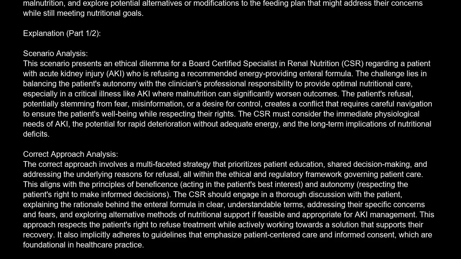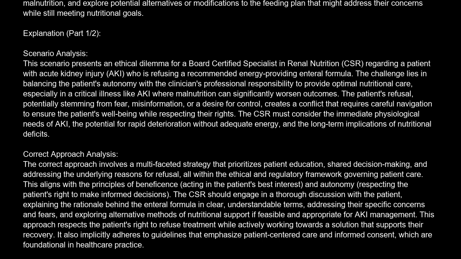The correct answer is D. Engage in a detailed conversation with the patient to understand the specific reasons for their apprehension. Provide clear and empathetic education about the importance of adequate energy intake for AKI recovery. Discuss the risks of malnutrition and explore potential alternatives or modifications to the feeding plan that might address their concerns while still meeting nutritional goals.